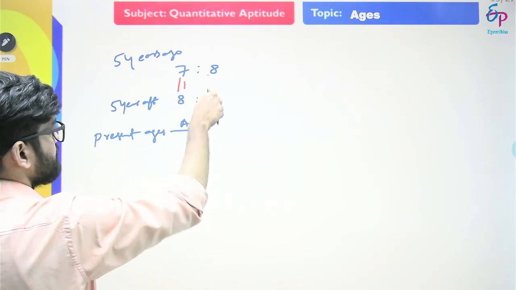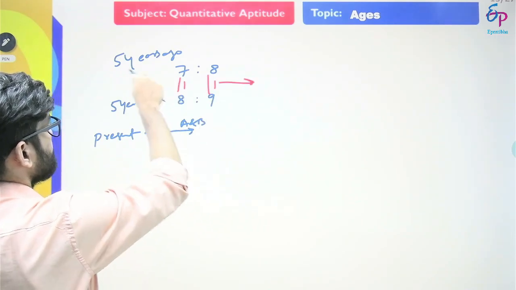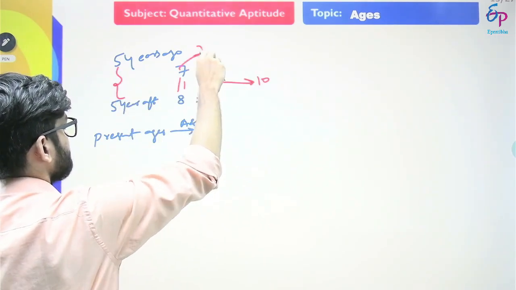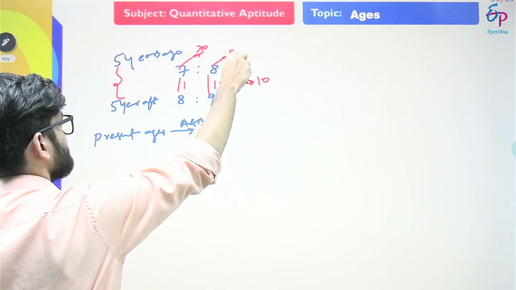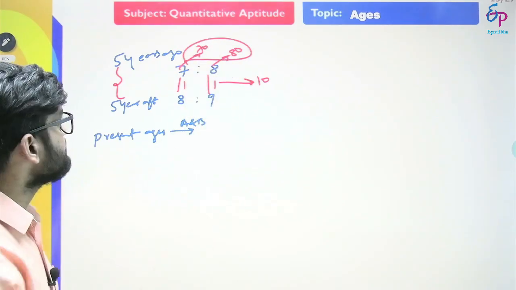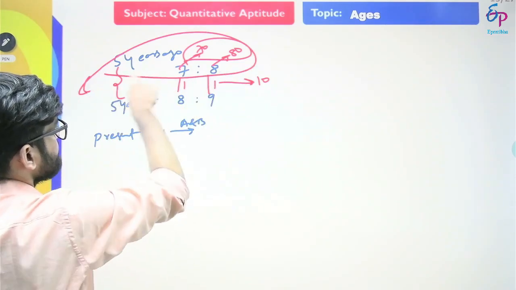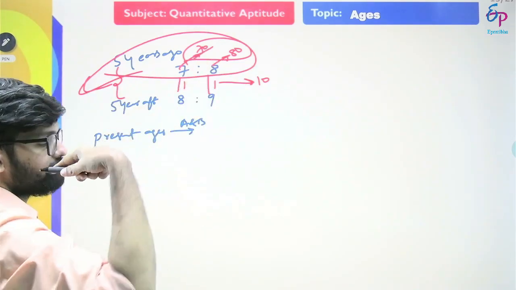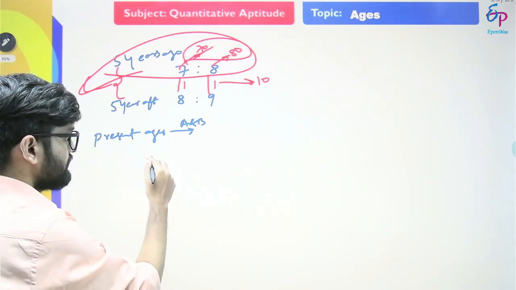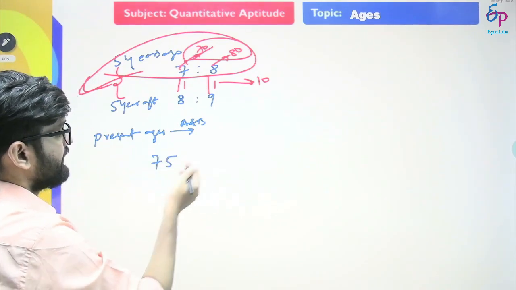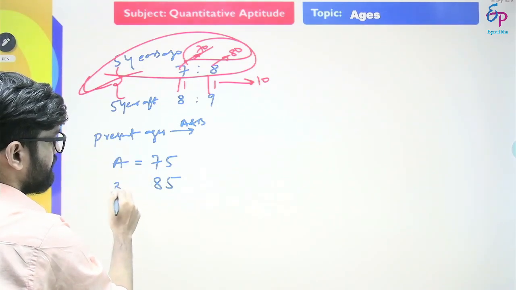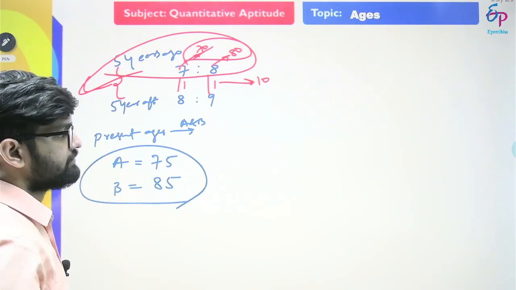Difference is 1. One part is equal to how much? One part is equal to 5 plus 5, it is 10. One part is equal to 10 means 7 parts is equal to 70, and 8 parts is equal to 80. But these are what ages? These are past ages. This row belongs to the past. So 5 years ago my age was 70, so now what is the age? 75. 5 years ago my age was 80, so now what is the age? 85. This is A's age, this is B's age. 75 and 85 is the answer.